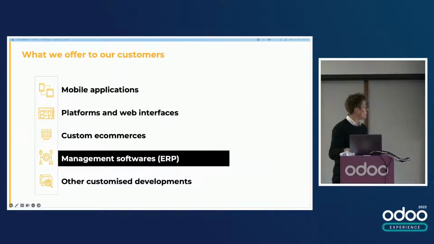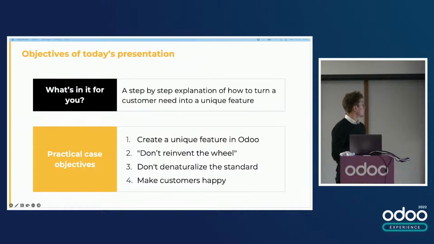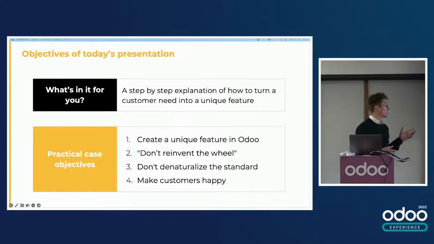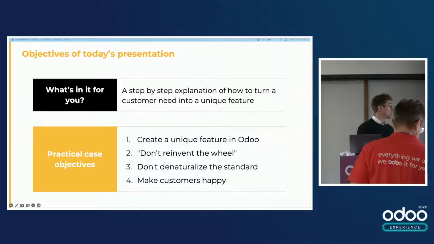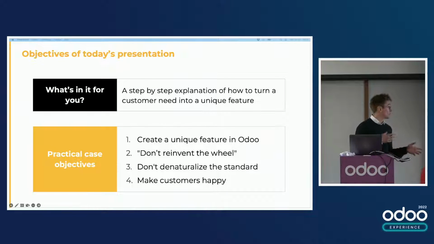But back to our presentation and what we are going to do today. We're going to go through a step-by-step explanation of how to turn a customer need into a unique feature in Odoo. Just a few objectives to keep in mind: we wanted to create a unique feature into Odoo, we didn't want to reinvent the wheel, nor denaturalize the standard process of Odoo, and last but not least, we of course wanted to make our customers happy.